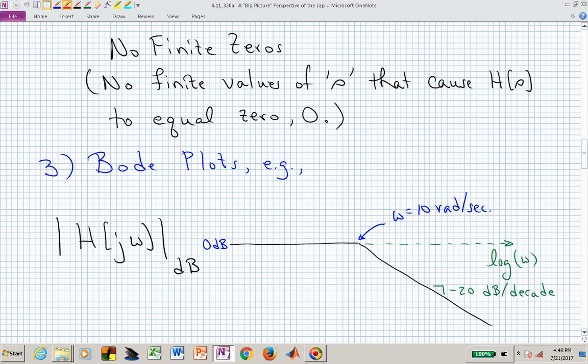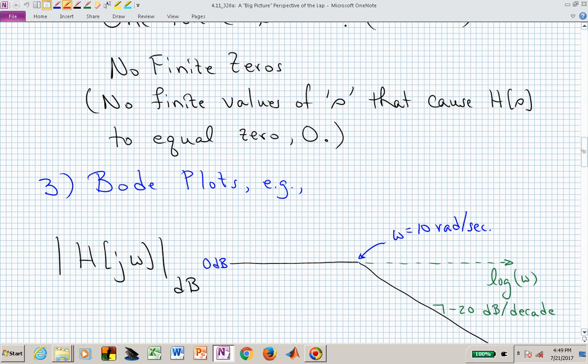We would have a circus tent in magnitude that is relatively flat until we hit that pole, and then the circus tent height would start approaching the ground. The vertical scale is also in dB, and so we would really never get to the ground. We would just keep going down and down, and we slope. If we had a single pole, we would be sloping at 20 dB per decade down from that pole location at omega equal to 10.